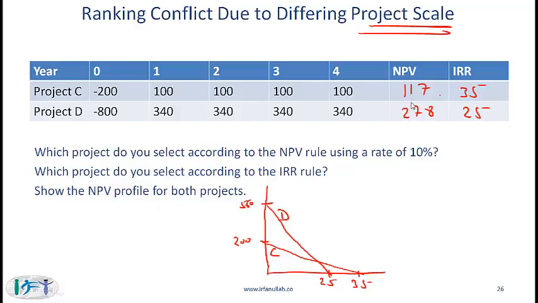Here is what you should come up with, and notice again that there is a conflict between the NPV and IRR decision rules. NPV says go with project D, IRR says go with project C. When there is a conflict, you go with the NPV rule. And here is what the NPV profile looks like for both the projects.